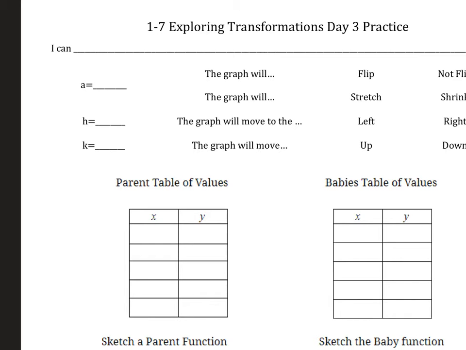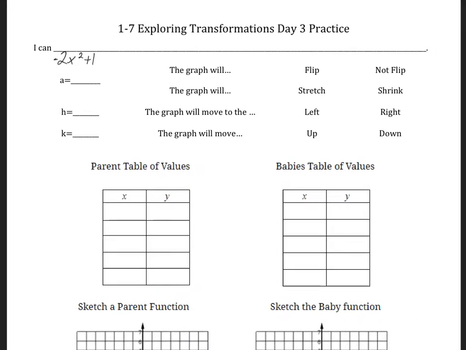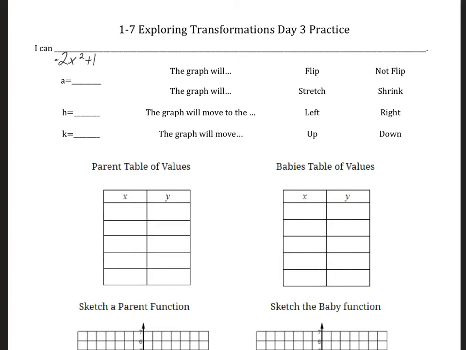Everybody, so today we are doing 1-7 practice. For the very top one, I don't know what happened, but it cut off the question, so it should be negative 2x squared plus 1. Okay, so very first thing is I want you to tell me what a is and if it's going to flip, not flip, is it going to stretch, or is it going to shrink? We should have gotten negative 2, flip, and stretch.